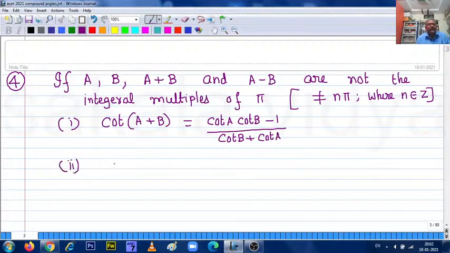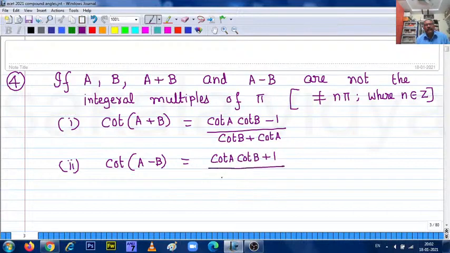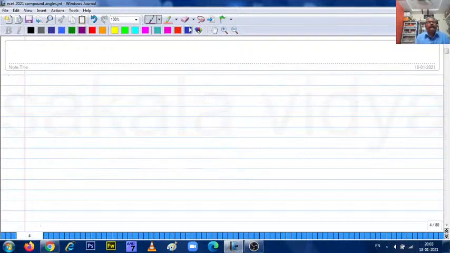Second formula, cot of a minus b. See, cot of a minus b equals cot a cot b plus 1 upon cot b minus cot a, not cot a minus cot b. Cot b minus cot a. This is the fourth set of formulas. So now let us move to the fifth one.